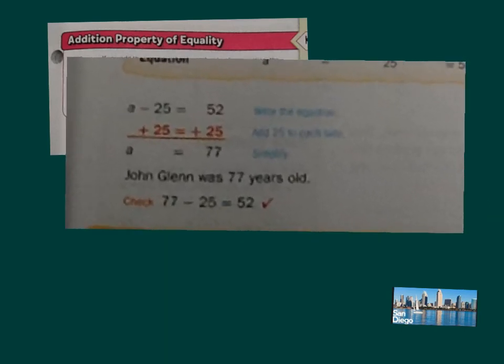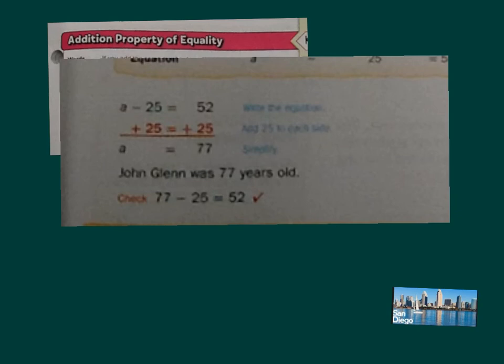So, looking at a closer example, I had a minus 25 equals 52. Since it's minus 25, I want to add 25 to both sides. And then I check my solution at the end to make sure it's correct.